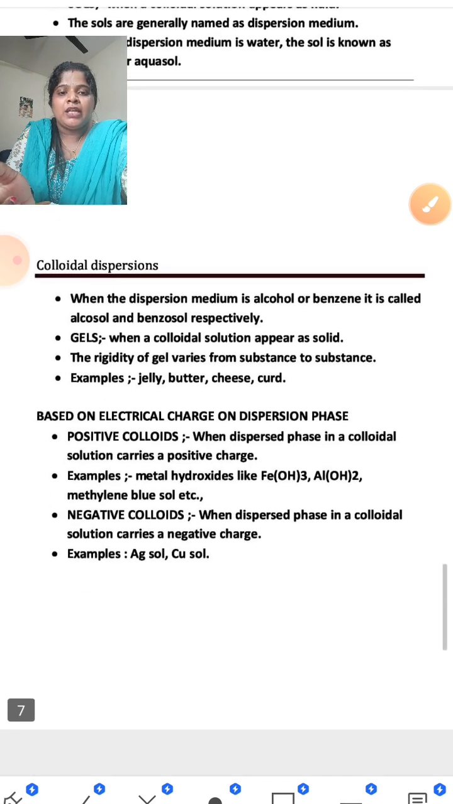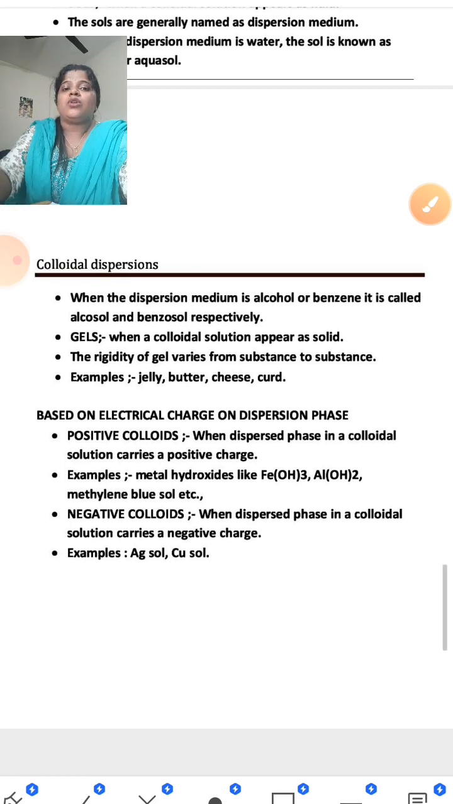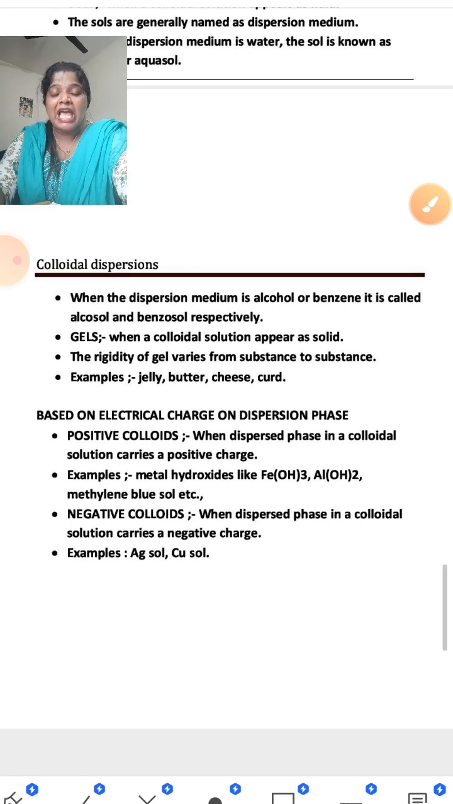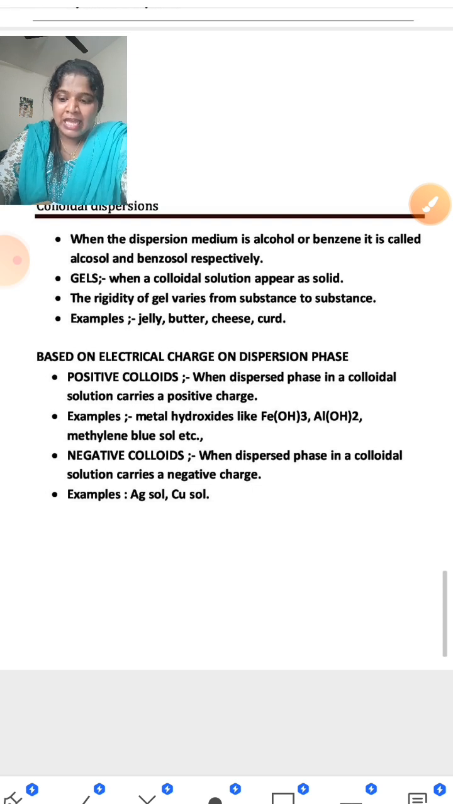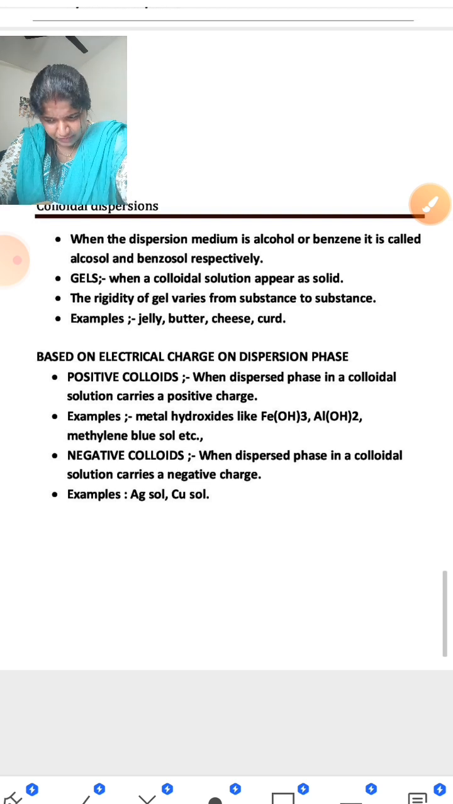And the last classification is based on electrical charge. We know colloids carry an electrical charge, right? Based on the electrical charge on the dispersion phase, they are classified into positive colloids and negative colloids. In positive colloids the dispersion phase carries a positive charge, and in negative colloids the dispersion phase carries a negative charge.